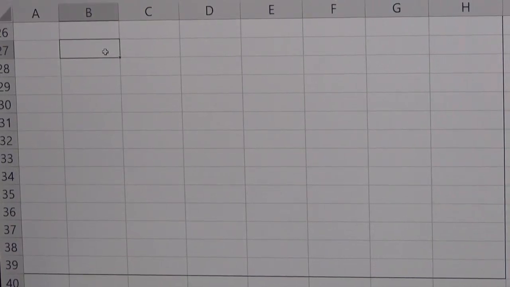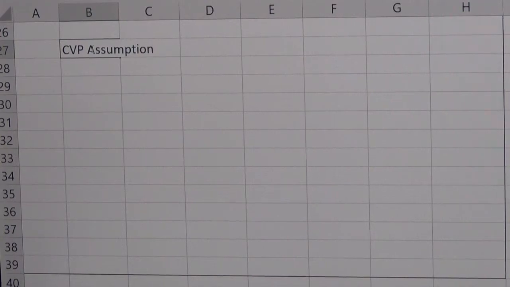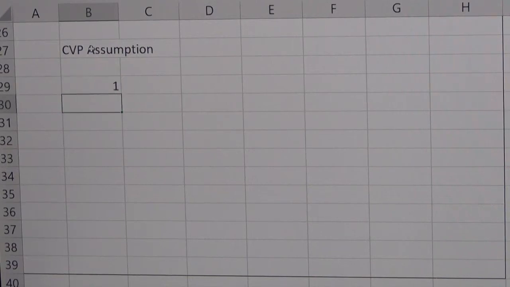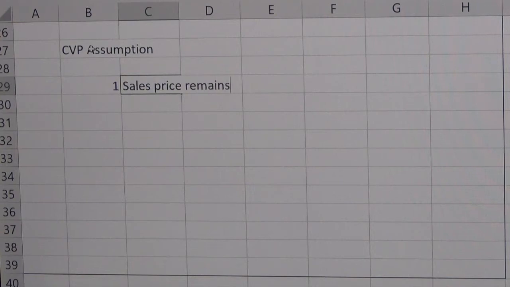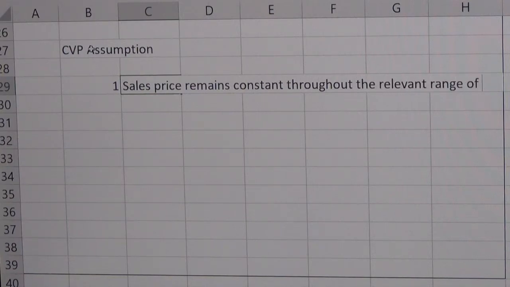Okay, so whenever we're studying the cost volume profit analysis, we have to remember that there are some assumptions that we're going to have to make. And again, we're always trying to simplify things, so these assumptions usually can hold to some degree, as long as those assumptions are reasonably good or reasonably close, you're good to go. So what's our first assumption? The first assumption is the sales price remains constant throughout the relevant range of volume.